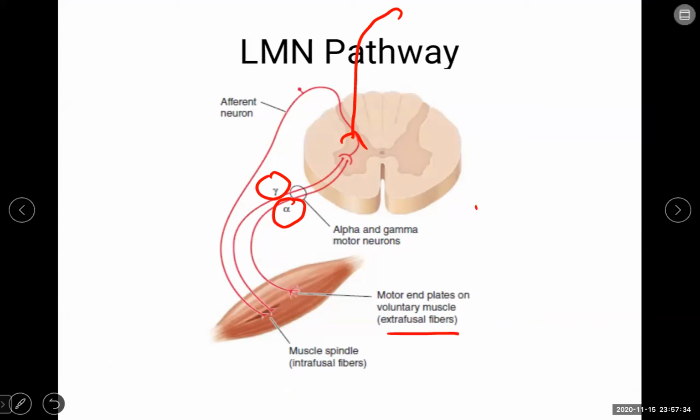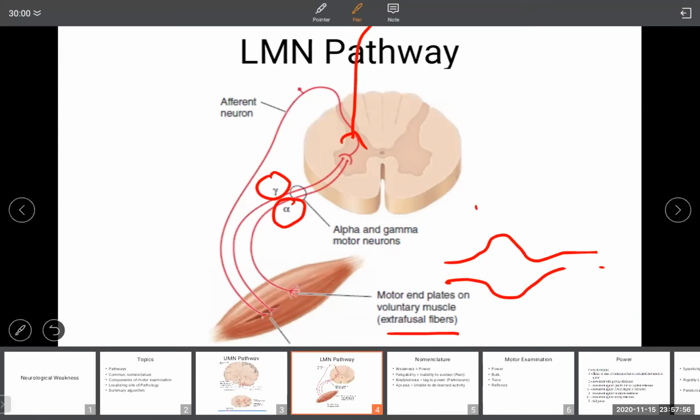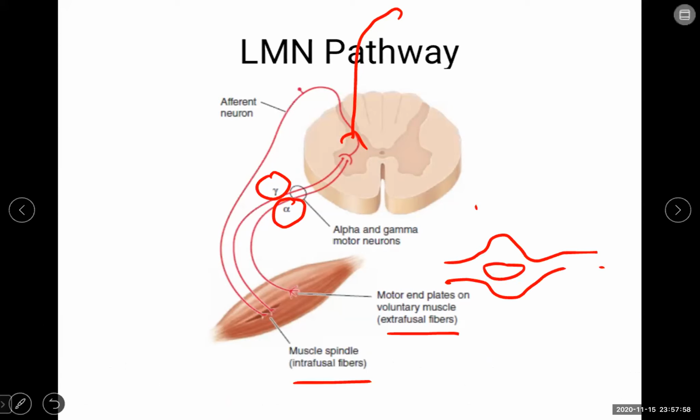Now, the extrafusal muscle fibers are your basic sarcomeres and are involved in muscle contraction, whereas your gamma motor neurons innervate what is known as the intrafusal fibers, or muscle spindle. The function of the muscle spindle is to maintain muscle tone. This is how a spindle actually looks. On a spindle, in the center you have a sensor, and on the peripheries you have the muscular component.